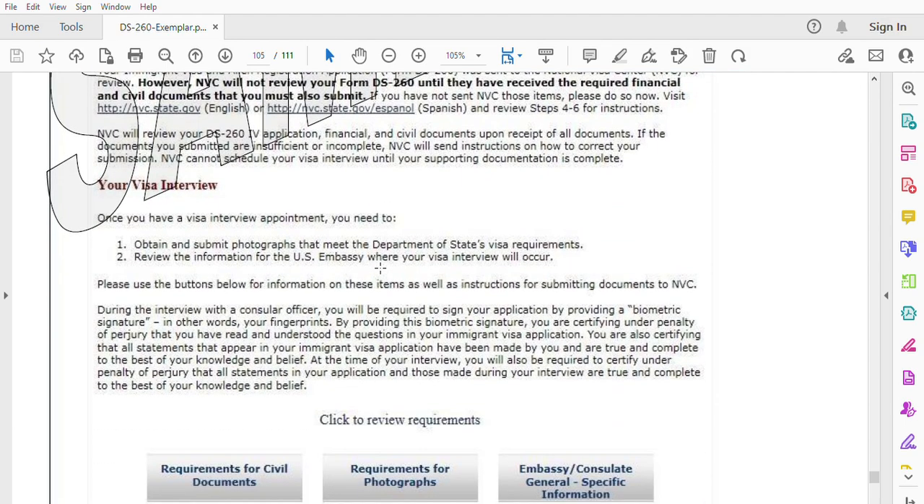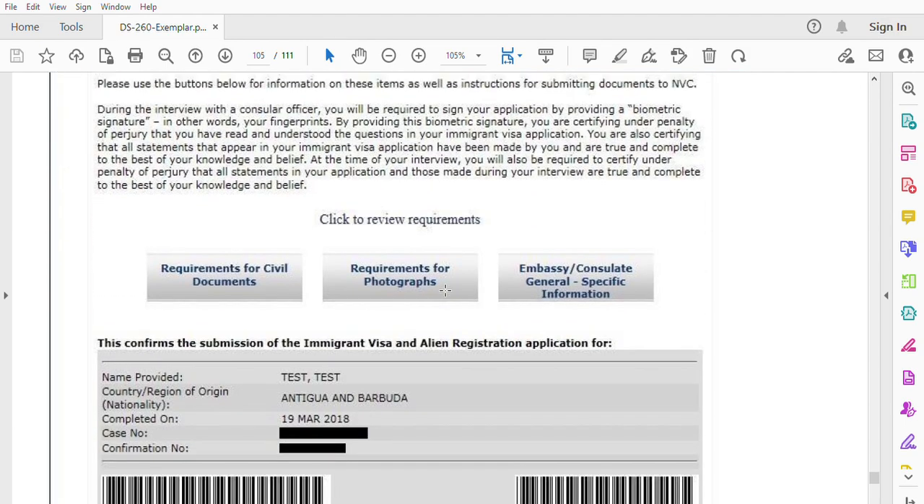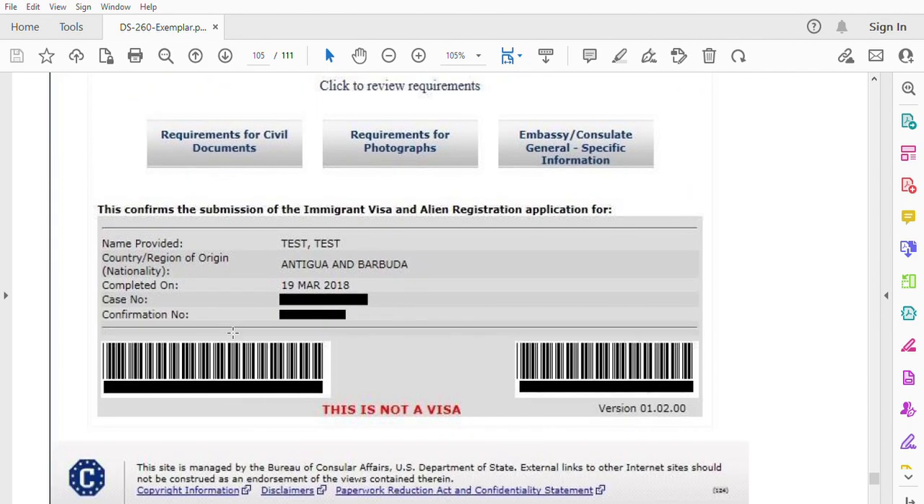That tells you that you sent this information, and then you're gonna get the confirmation of the submission right here. This confirms the submission of the immigrant visa and alien registration application. They tell you which visa. It will have a case number, the confirmation number, the country of origin, nationality, and the name provided.